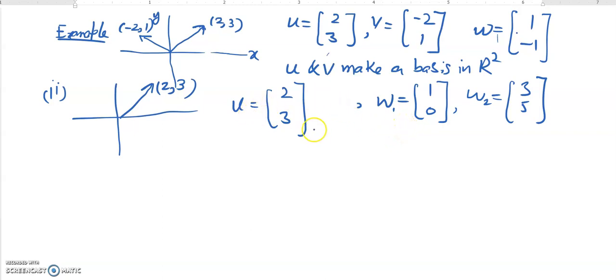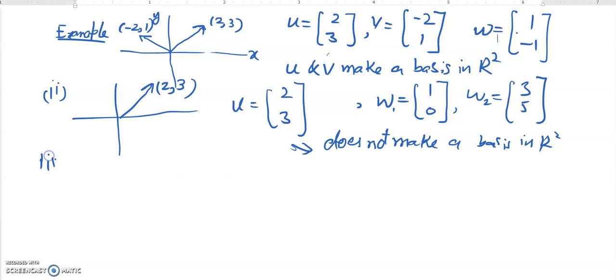So if there is a single vector in R2, then it will not make a basis in R2. So our short answer is that one vector cannot make a basis in R2, therefore our answer is no.